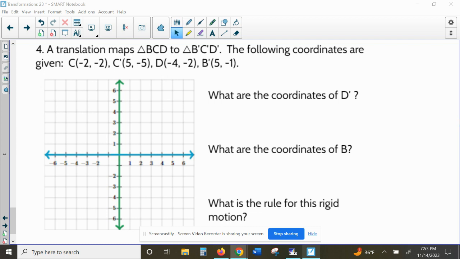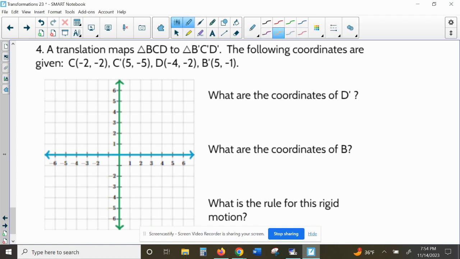The last question in the translation foldable. It says the translation maps triangle BCD onto triangle B prime, C prime, D prime. The following coordinates are given. So it looks like they give us a C prime, so that's one from this triangle and one from this triangle, and then a D and then a B prime. They're giving us some of the points from each of these triangles, and we have to figure out what's happening. So let's go ahead and start plotting some of these points.